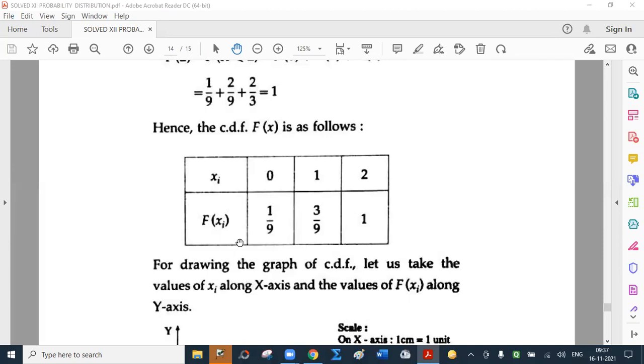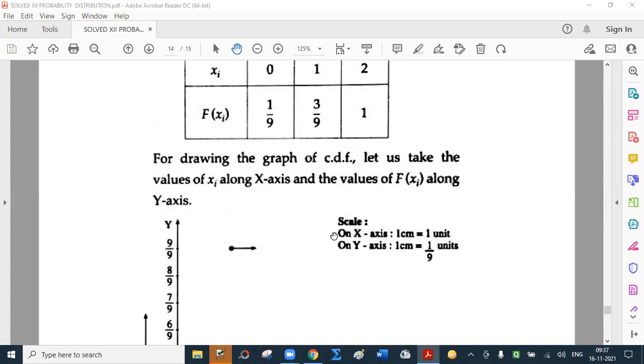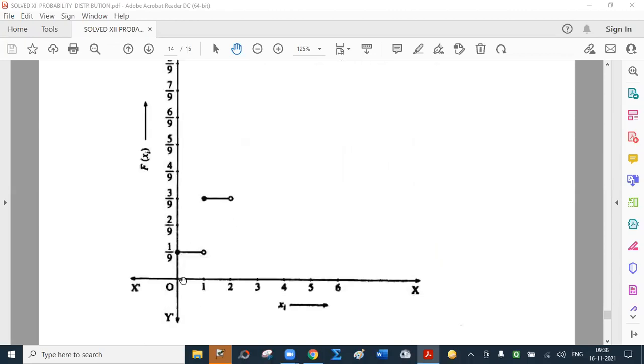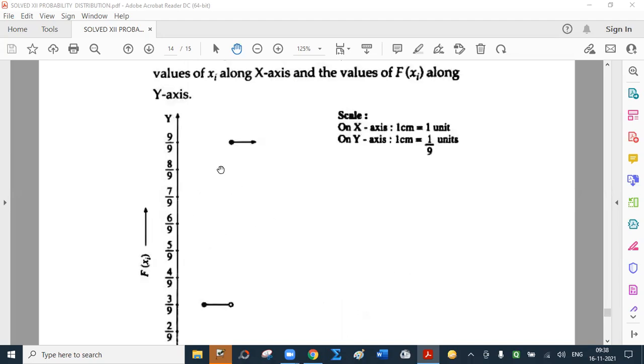So this is CDF. For drawing the graph of CDF, let us take the values of x along x-axis and values of f(x) along y-axis. Now the scale selected on x-axis is 1 centimeter equal to 1 unit, on y-axis 1 centimeter equal to 1 upon 9 unit. So for x equal to 0, f of x is 1 by 9. For x equal to 1, f of x is 3 by 9. See the graph. So up to 1, why hollow circle here? Because when x is 1, f of x is not 1 by 9, it is 3 by 9. So dark circle here. Why hollow circle here? Because when x is 2, f of x is not 3 by 9, it is 1, that is 9 by 9.